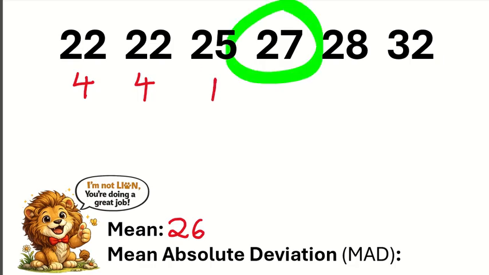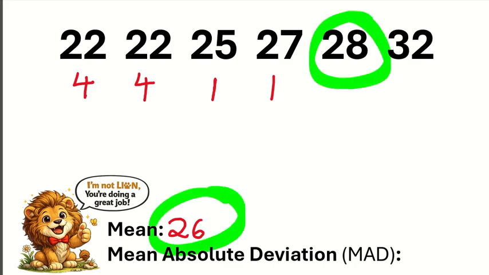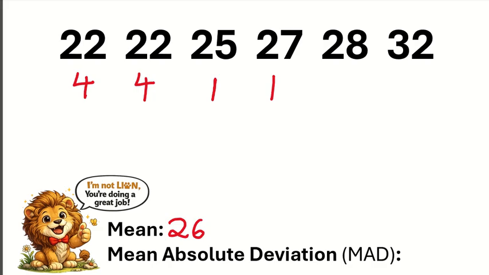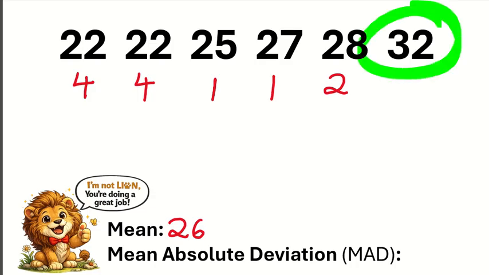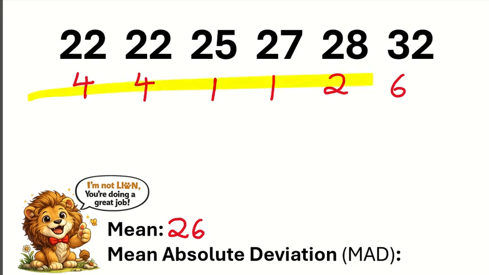How far is 27 from 26? Once again, we have a 1 for the distance. How far is 28 from 26? And if you said 2, well, then I'm proud of you, because that now becomes a 2. And then finally, how far is 32 away from 26? And if you said 6, then you, my friends, are correct. Good job.